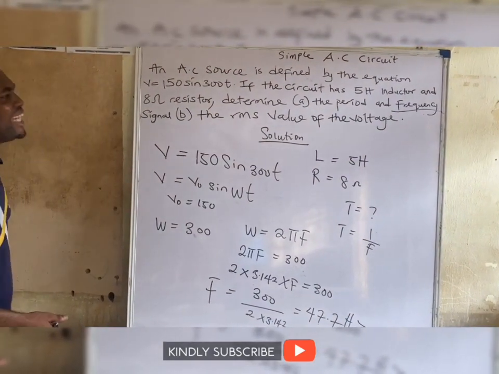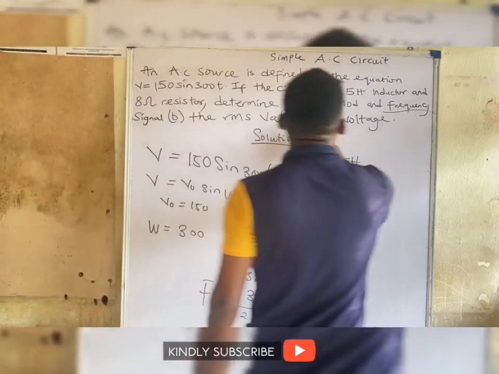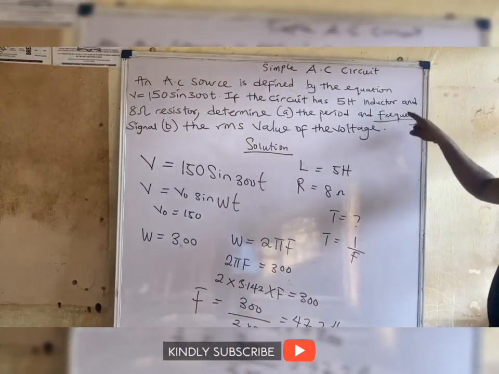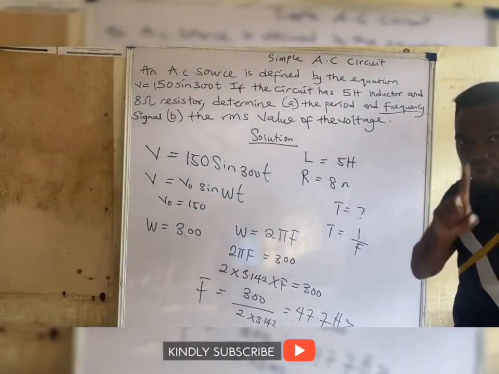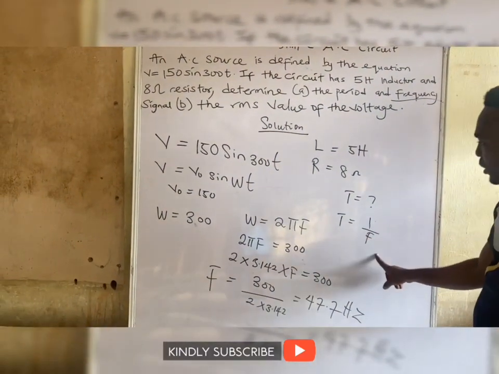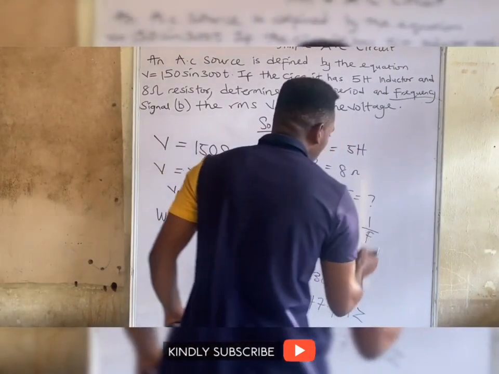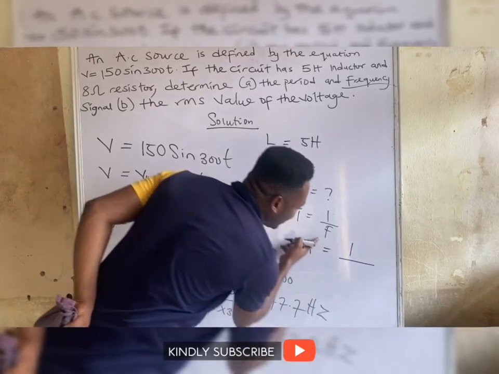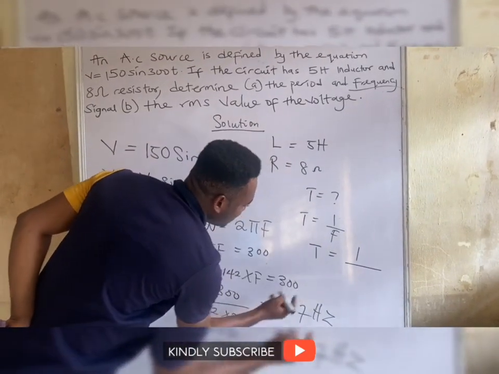Then, how do we get the period? Because the question says, what is the period and the frequency? So I need to get the period. Now, I said that period is what? 1 over frequency. So to calculate my period now, period will be equal to 1 over, what is my frequency this time? 47.7.